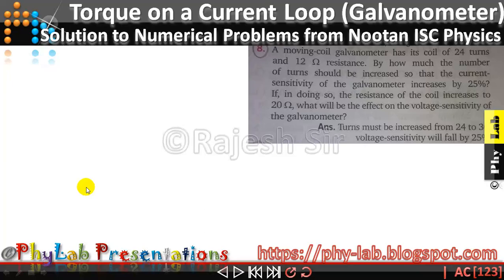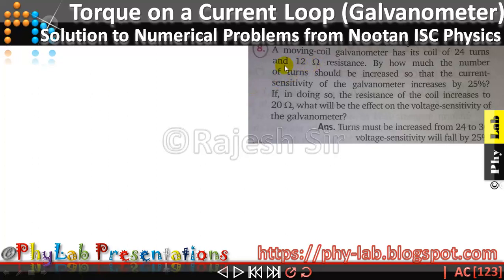Hello students, in this video we are going to discuss numerical problem number 8 from the chapter of torque on a current loop and moving coil galvanometer from Nootan ISC Physics. Students, the question says that we have been given a moving coil galvanometer which has got 24 turns and has a resistance of 12 ohm.